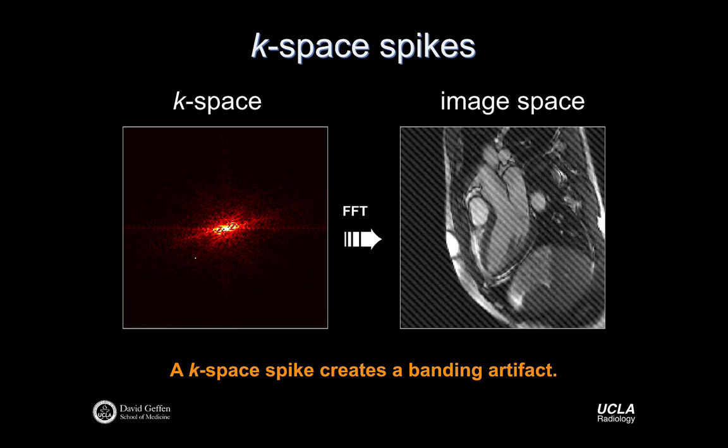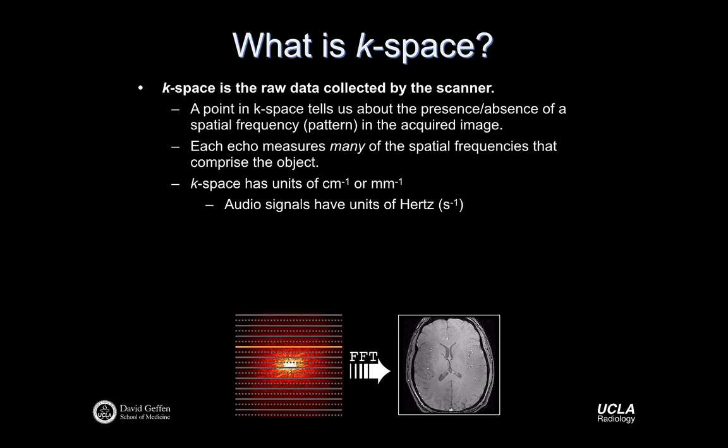Okay. So I'm not going to spend a whole lot more time on this today. We're going to come back to this concept, but I think it's a difficult enough one for this course that it's helpful to see it a couple times. So there's different ways of thinking about what is k-space. In one sense, k-space is just the raw data collected by the scanner. Right? We're recording all this stuff to disk, and we have to do something with it to ultimately pull it together. We've talked already about how a point in k-space tells us about the presence or absence of a particular spatial frequency or pattern in the underlying acquired image.